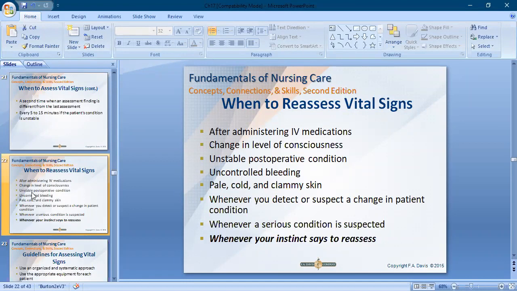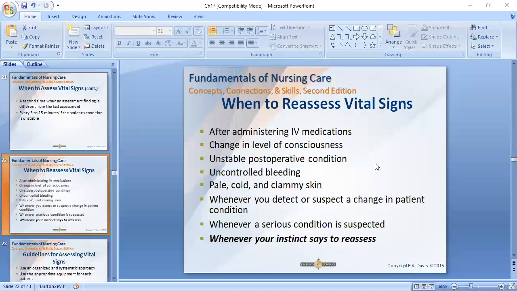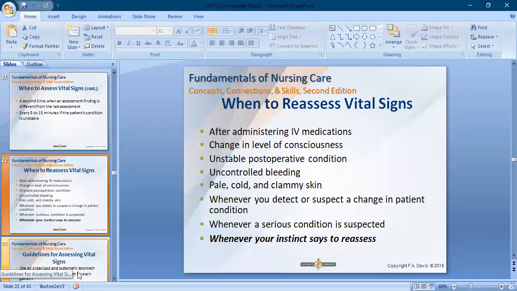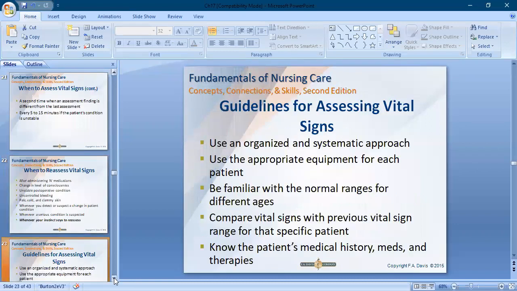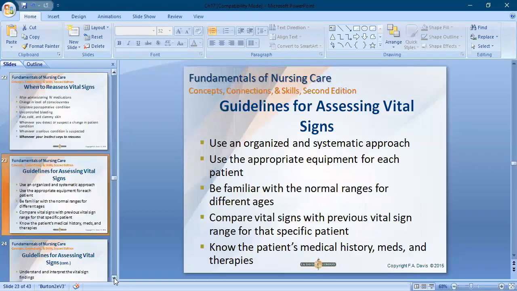Whenever you detect or suspect a change in the patient's condition, or whenever a serious condition is suspected, if you feel something has massively changed in your patient, we have to check it. And whenever you are instructed to reassess, yes. If you feel the need to reassess, we can do it anytime, right? Nobody can stop it, and it is not a bad thing. You are just checking your patient, what their condition is.